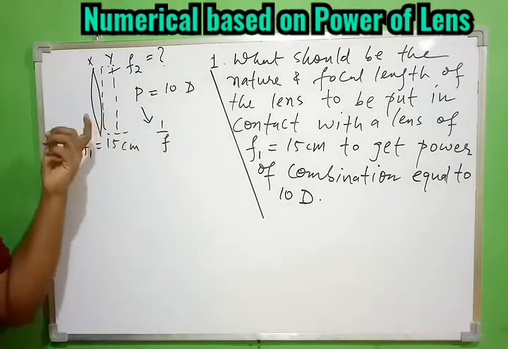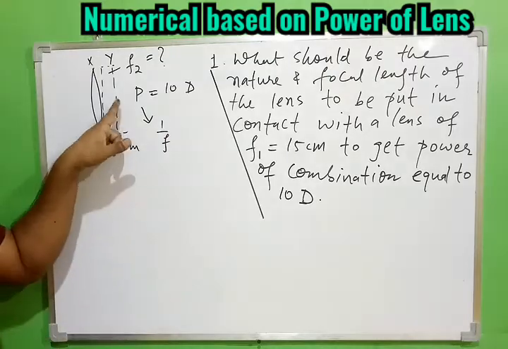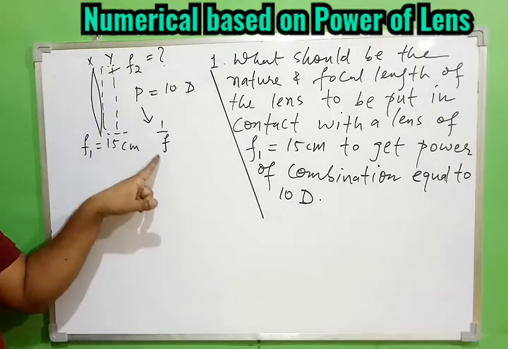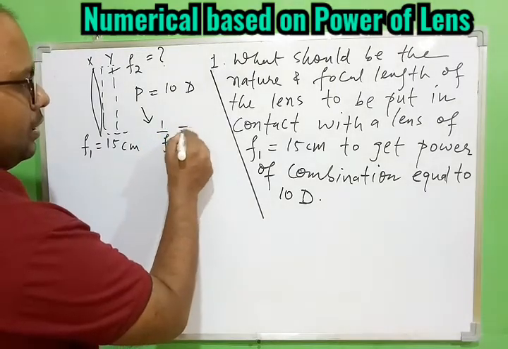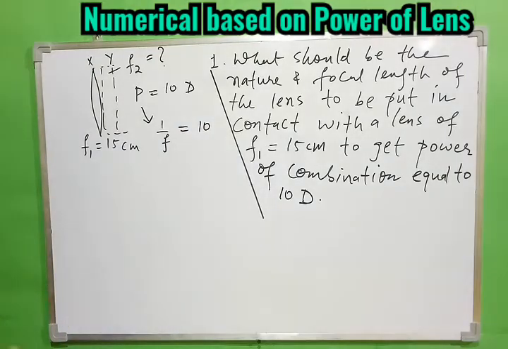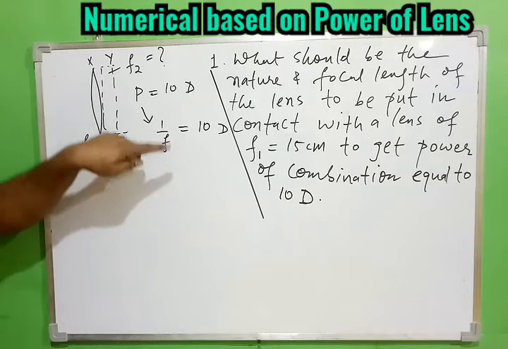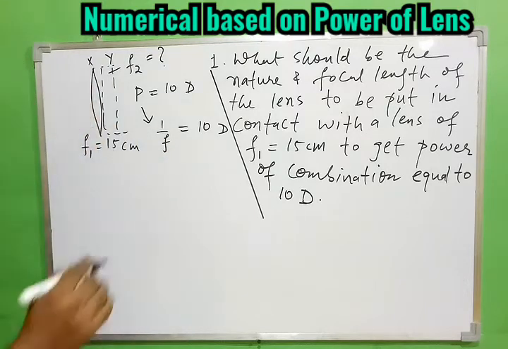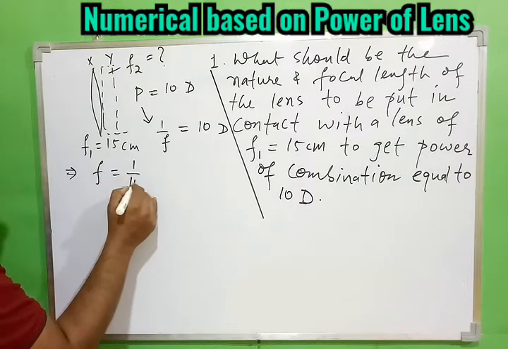But overall, combining these two lenses, the total power is coming 10 diopter, and we know power is the reciprocal of focal length, so we can write down P is equal to 1 by F. Yes or no? So that will be equal to 10 diopter. So no doubt till here. And from here, very first we can find the focal length of the combined lens. So let's solve it. Very first, we can write down F is equal to 1 by 10 from here only.